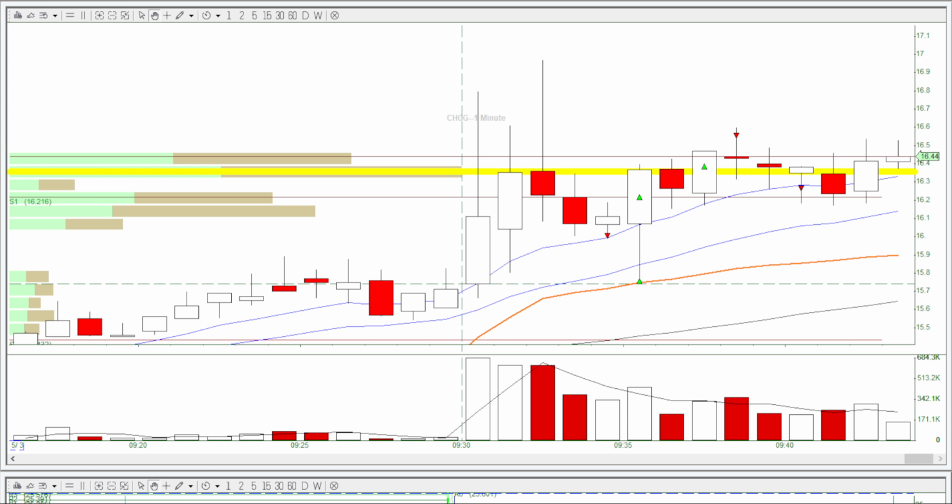I traded CHGG and I had a relative loss. So this one was, the losses were like half wins, but then they end up being losses.